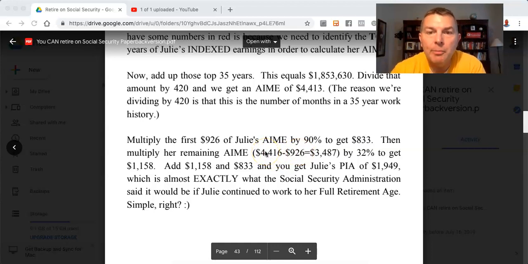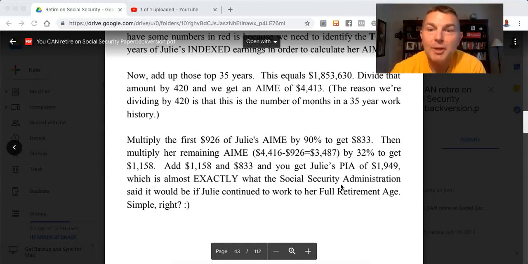So again, thanks for being with me here still. I fixed my typos. 4413 minus 926 gives us 3487, the second bend point of our average indexed monthly earnings, which we multiply by 32% to get 1158. We add 1,158 plus 833, and we get Julie's PIA of 1949, which is almost exactly what the Social Security Administration said it would be if Julie continued to work until her full retirement age.